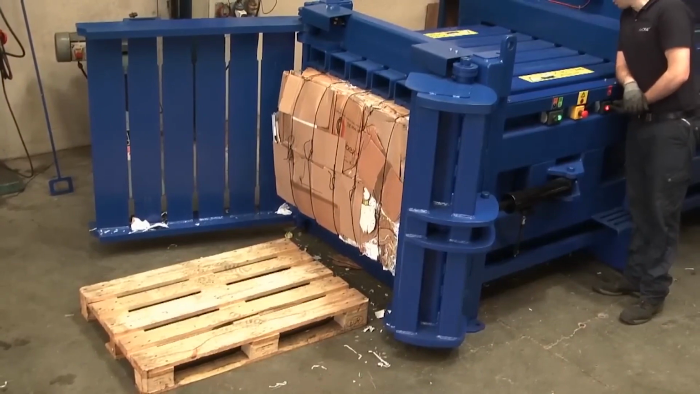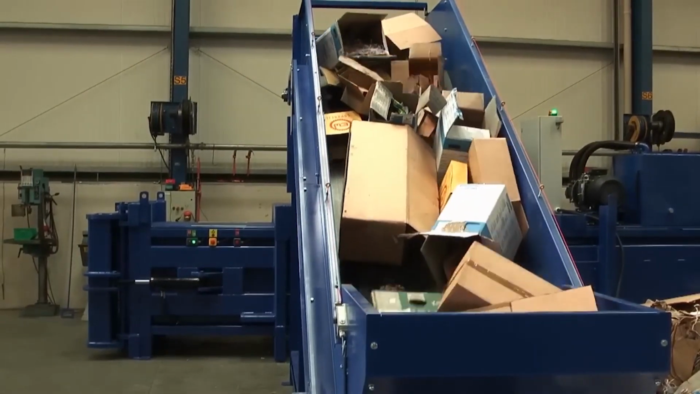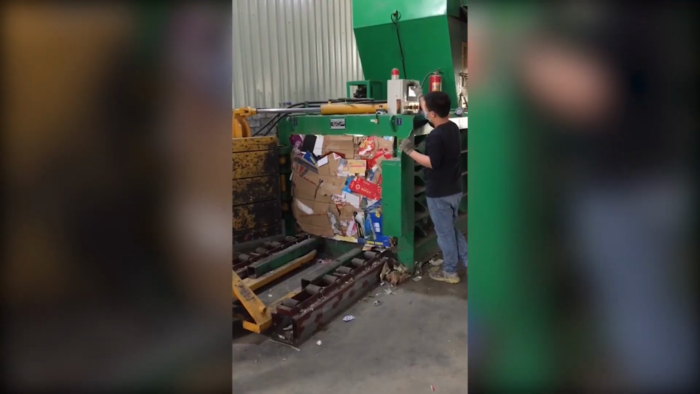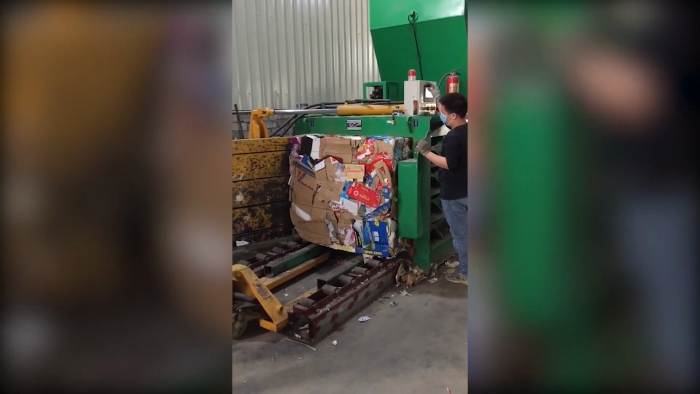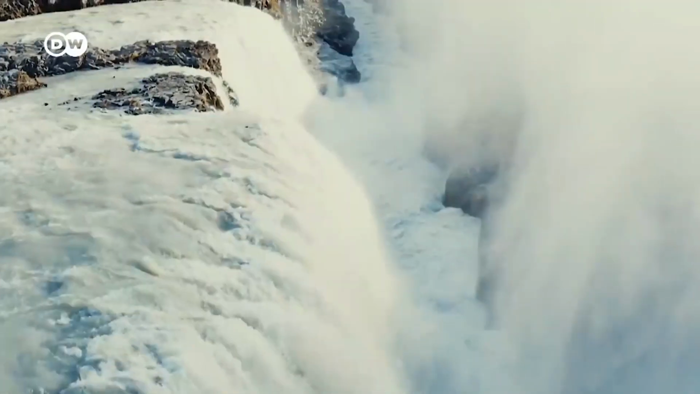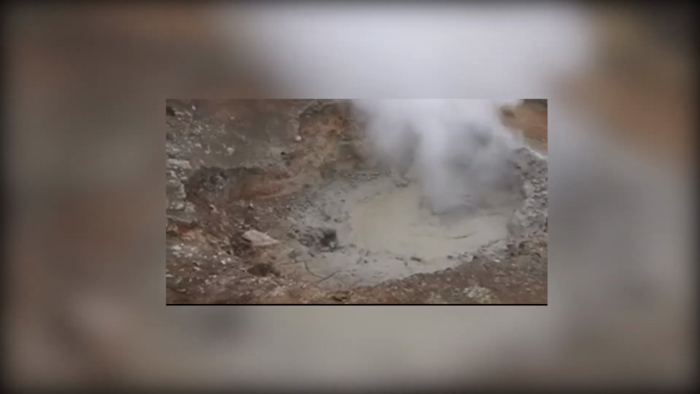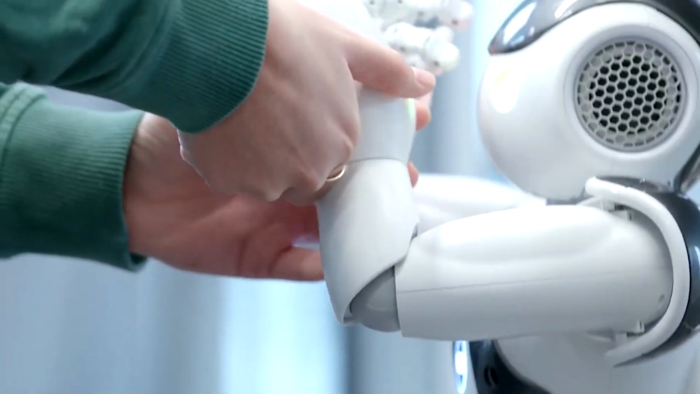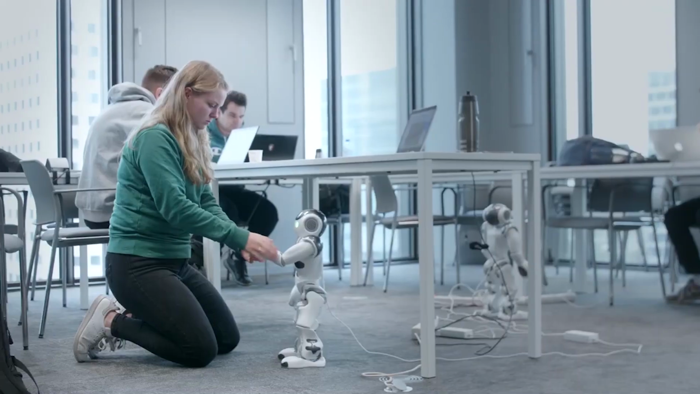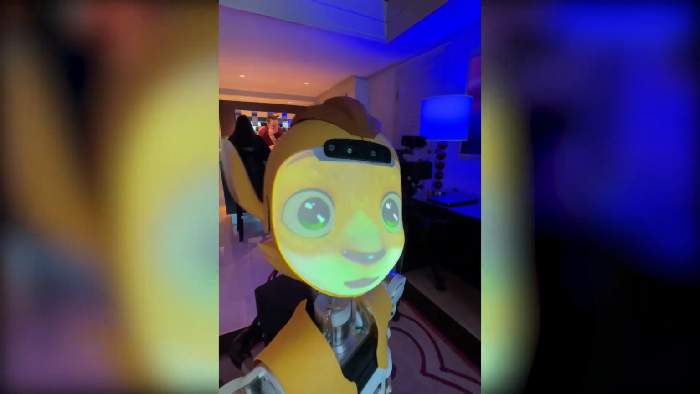Baler is a machine that compresses and binds materials such as paper, cardboard, or plastic into compact bales for storage or recycling. Geothermal energy, the utilization of heat from the Earth's interior for power generation or heating purposes. Social robotics is the study and development of robots capable of interacting and communicating with humans in social settings.